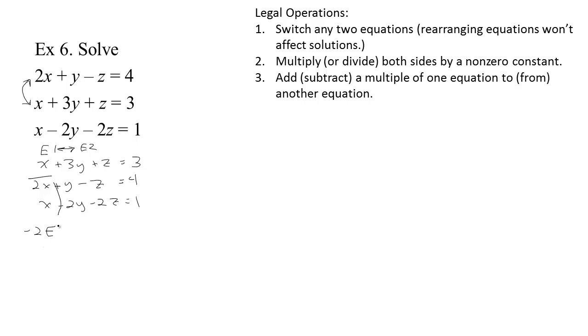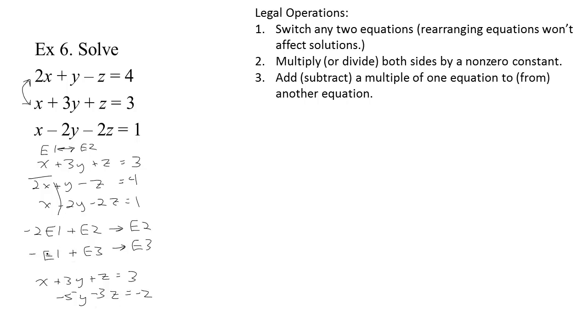So I need to take negative 2 times equation 1 and add it to equation 2 to get a new equation 2 that doesn't have an x in it. And I can just subtract equation 1 from equation 3 to get a new equation 3 that doesn't have an x in it. So leaving my latest equation 1 alone, negative 2 times equation 1 plus equation 2 would be no x's. Negative 6y plus y would be negative 5y. Negative 2z and negative z make negative 3z, and negative 6 plus 4 is negative 2.